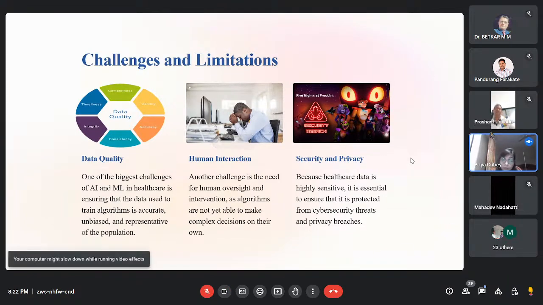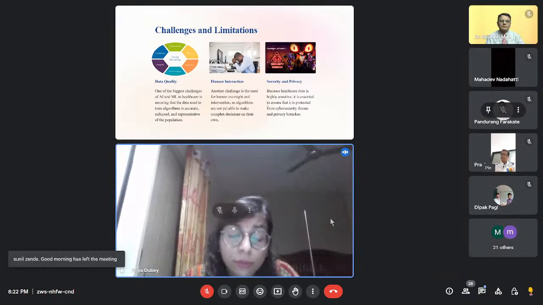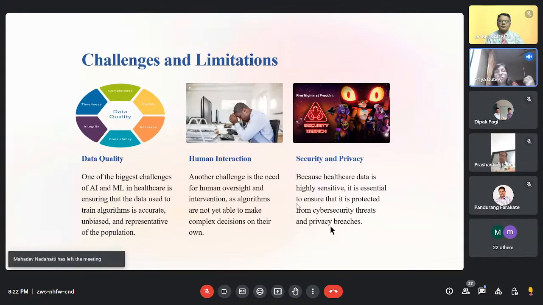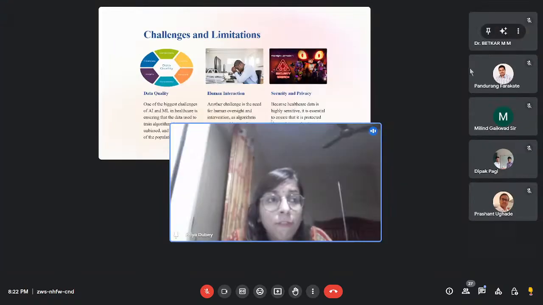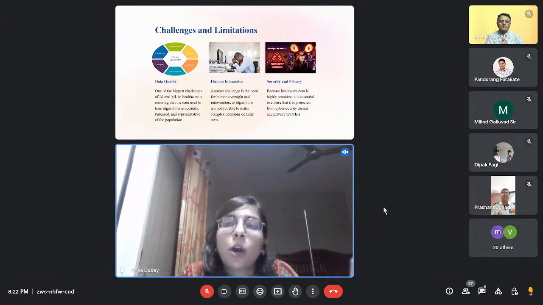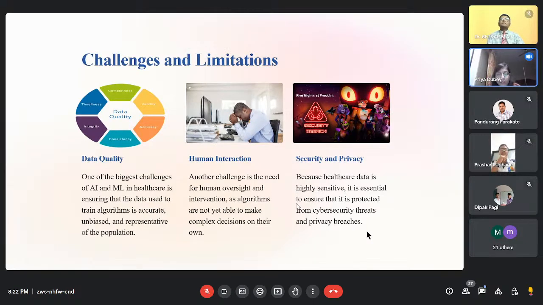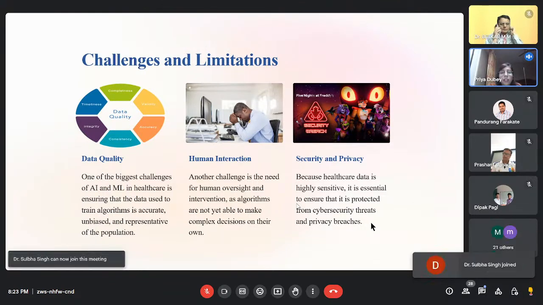Why is this happening? This is happening because machines are not yet fully trained, and therefore human interaction is required. It may happen that a PSA level is very high and the patient comes into the category of no cancer, which is not acceptable, because a false negative can lead to huge complications in the patient. And the last one is security and privacy. Healthcare data is highly sensitive, so it is essential to ensure that it is protected, that cybersecurity threats and privacy breaches are taken into concern, and that the identities of patients are not revealed without their prior consent.